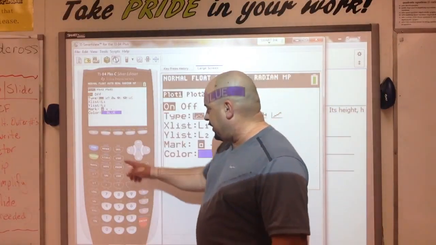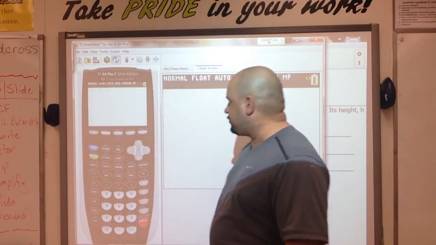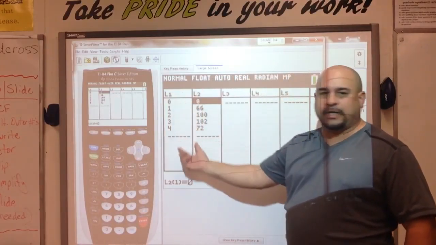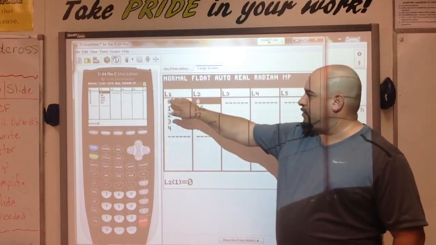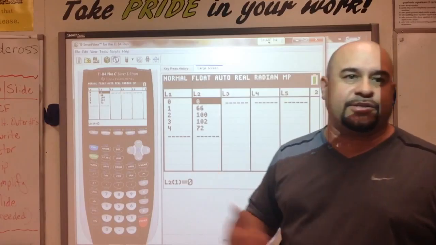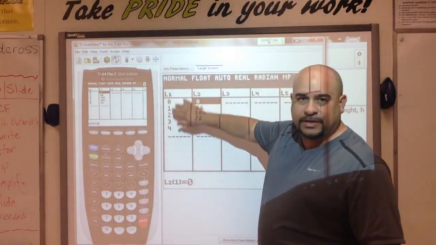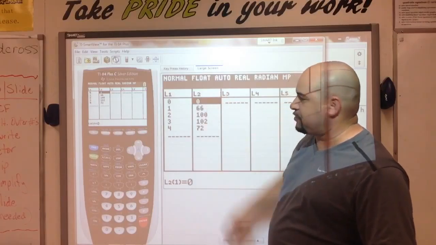Step number two, we're going to enter our data. You do that by hitting the stat button, and you're going to hit enter, and you should have columns here, starting with L1 and L2. So you take your table and you enter your data in one number at a time. If you notice, I've already done that with both of my columns.